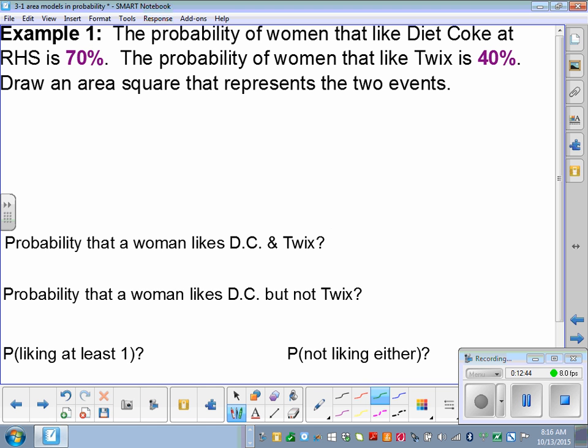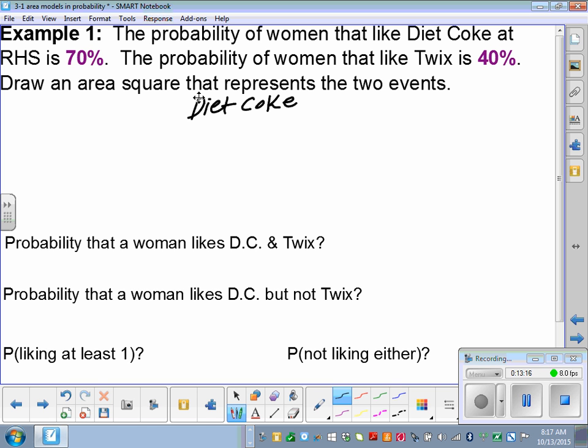Okay, so it says, the probability of women that like Diet Coke at RHS is 70%. The probability of women that like Twix is 40%. Now it says, draw an area square that represents the two events. So first of all, my first event is women that like Diet Coke, right, everybody? Is everybody following me? Women at RHS that like Diet Coke. So I'm going to do that across the top. I'm going to write Diet Coke.